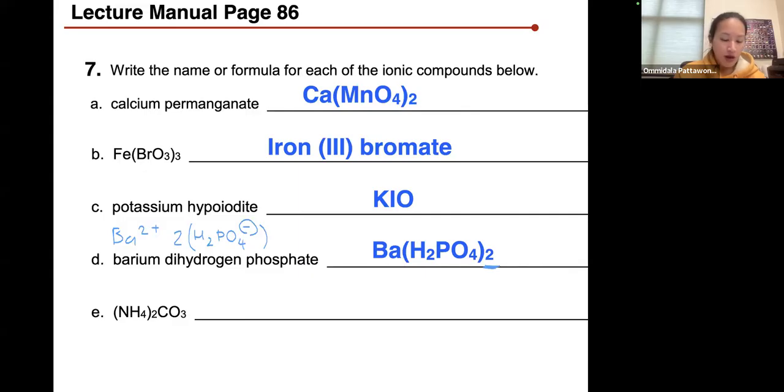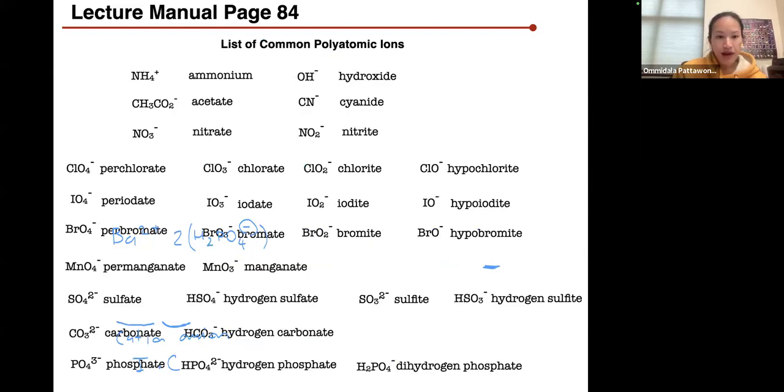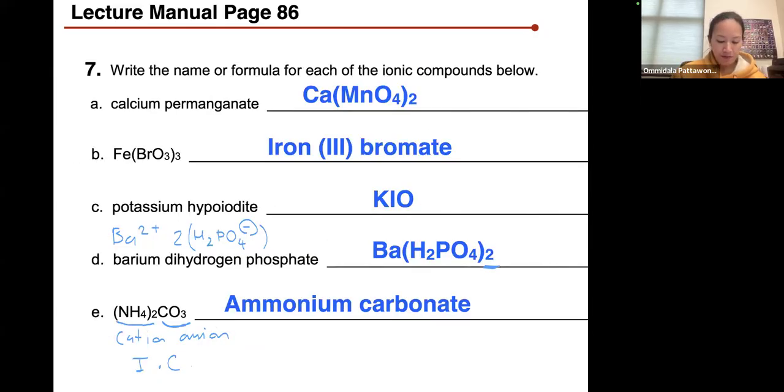Last one. This is still polyatomic ions: ammonium, and this is carbonate. Together we have a cation and an anion, so this is an ionic compound. The name of an ionic compound that contains polyatomic ions would be as is. So it would be ammonium, and then carbonate.